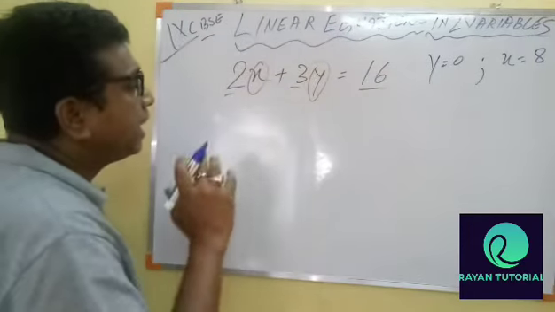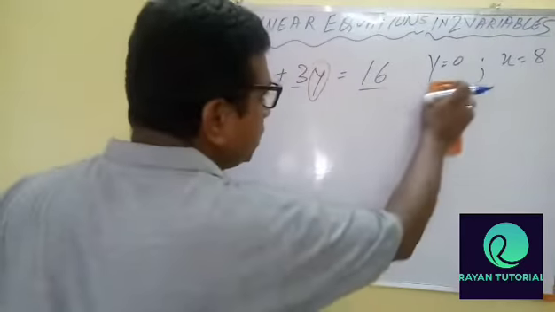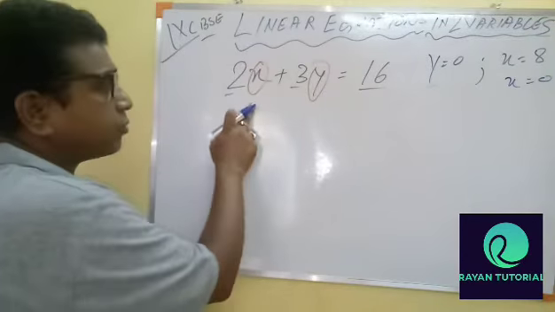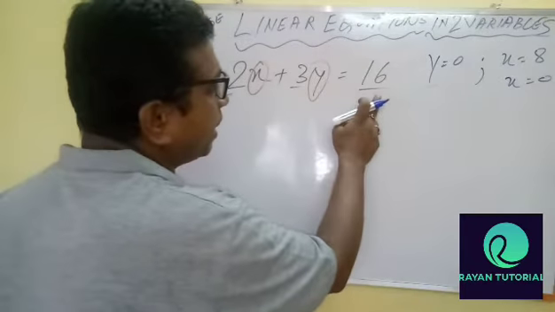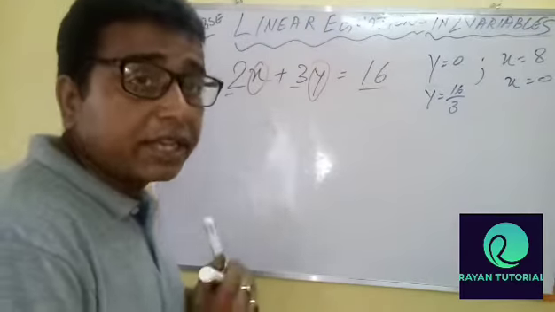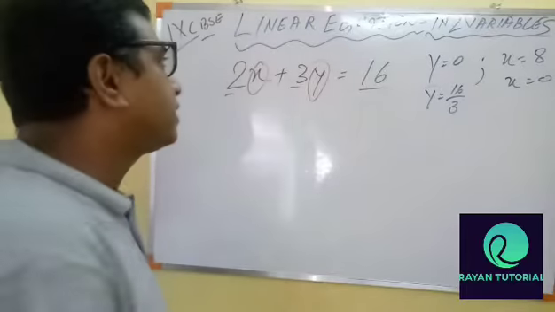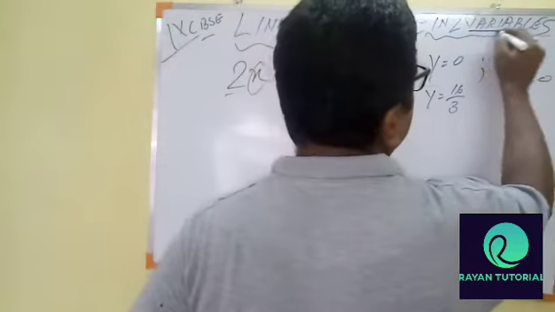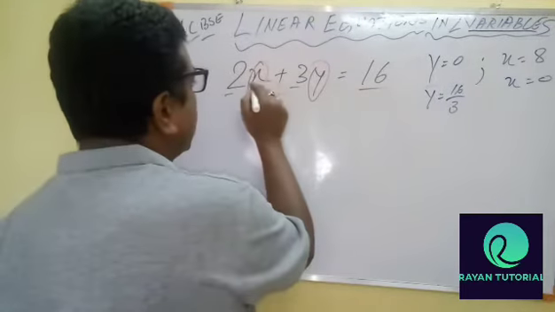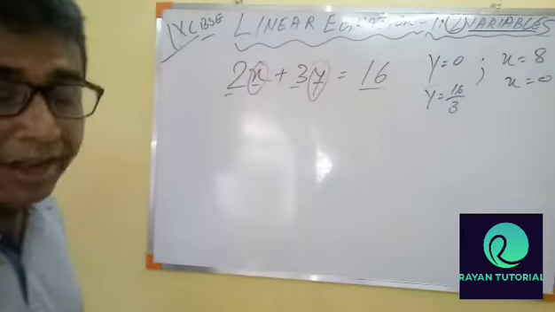Now if I put x equals 0, this one becomes 0, that is 3y becomes 16, so y becomes 16 by 3. That means you see the values of x and y are changing. That's why they are termed as variables. And how many variables are there? There are 2 variables, one is x, one is y. That's why it is called in 2 variables.